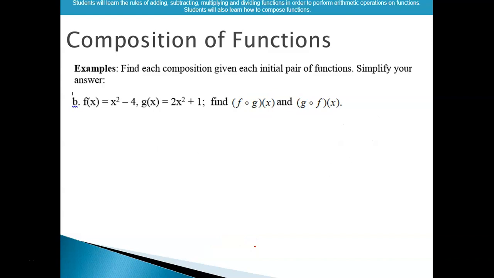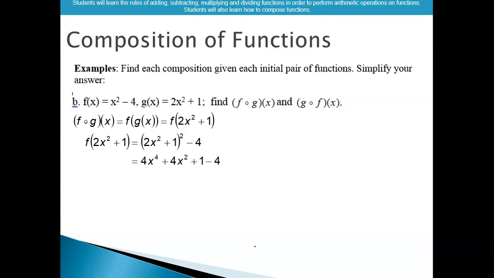So we're going to do the same thing here, but this time we have squareds. Doesn't change anything, we just have to expand more. So now we have to do 2x squared plus 1 squared. So that's 2x squared plus 1 times 2x squared plus 1. So when I multiply that, I get 4x to the 4th plus 4x squared plus 1. So that gives me 4x to the 4th plus 4x squared minus 3. And that's my first composition.